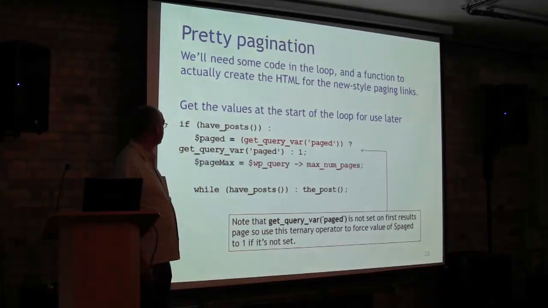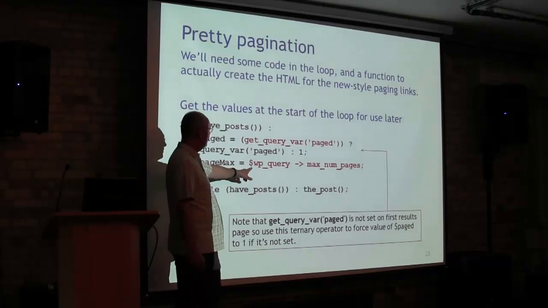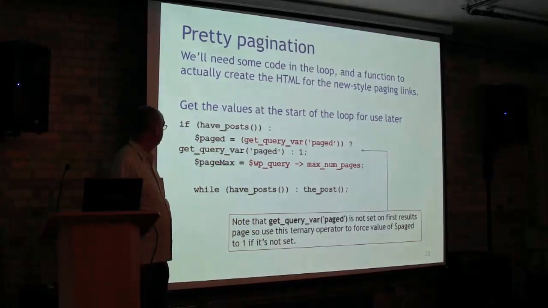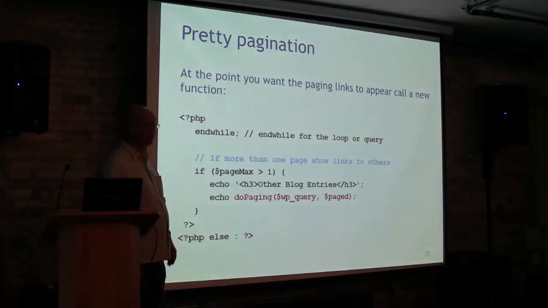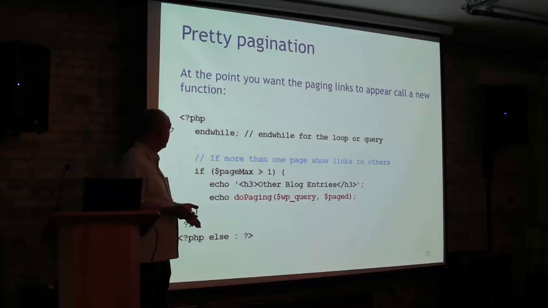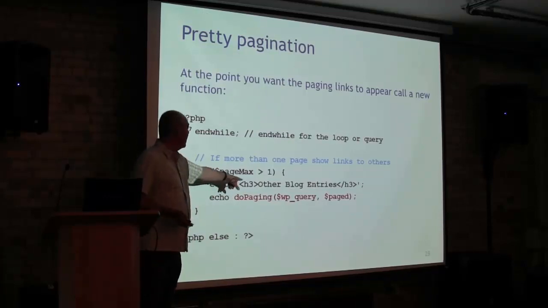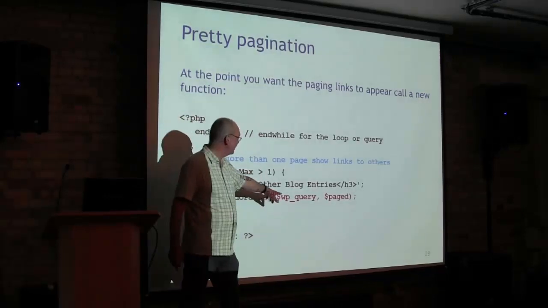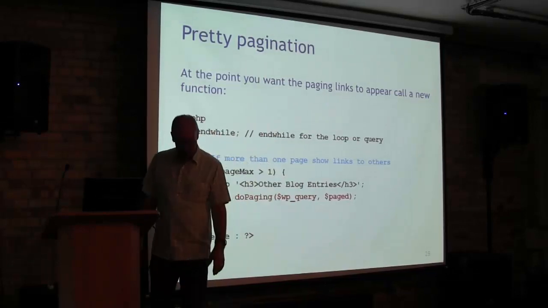The other useful thing here is this variable that's attached to the query, maximum number of pages. At the point, whether it's at the top or the bottom of the blog page or your archive page or whatever, you can put the call to the function. Here, I put in this test because obviously I don't necessarily want to put any of this stuff out if there's only ever one page of results. So I'm putting out a heading there, and then I'm calling the function, passing it the query and the value of paged.